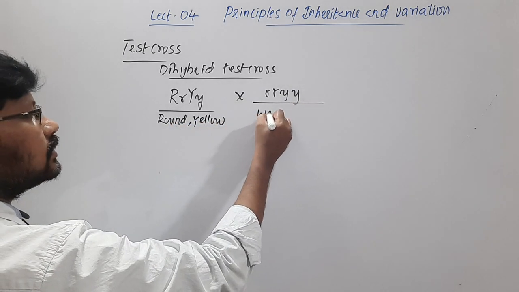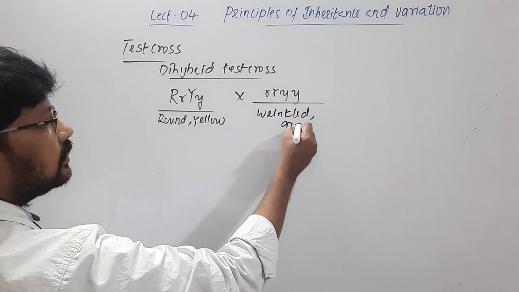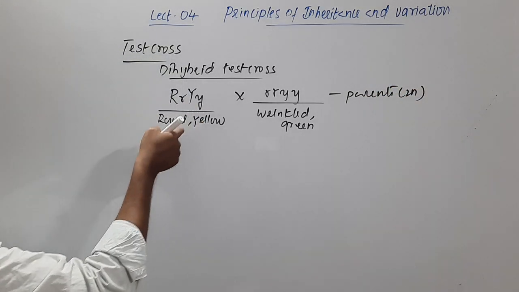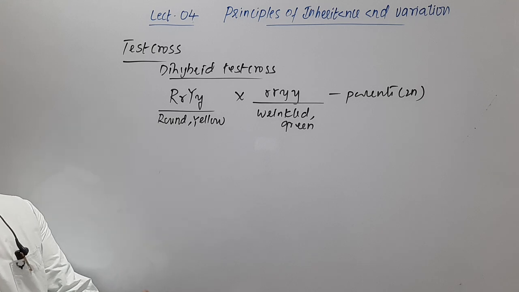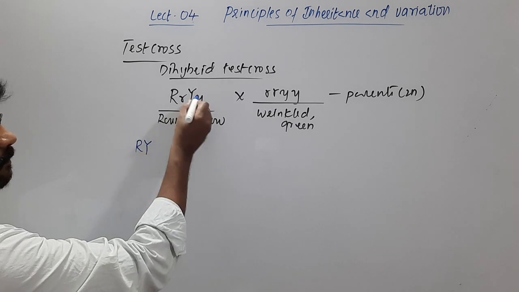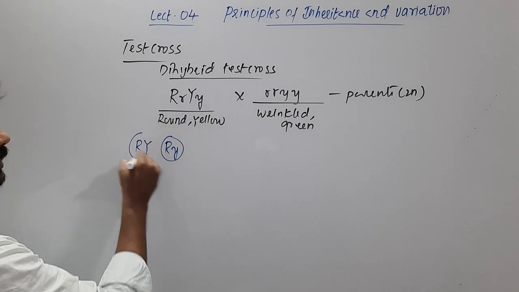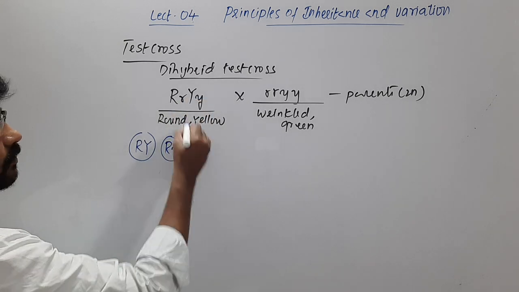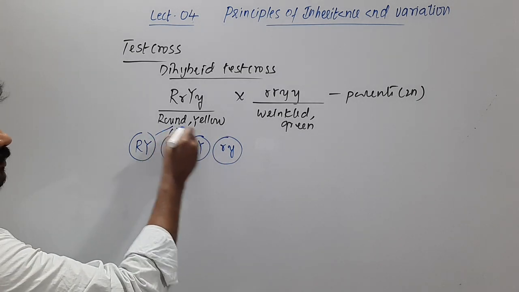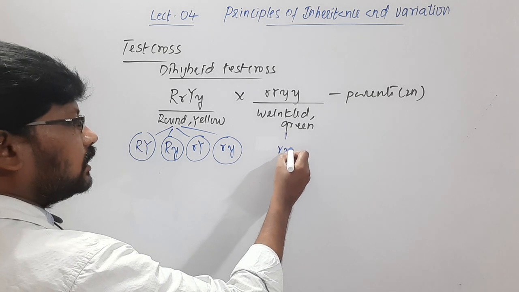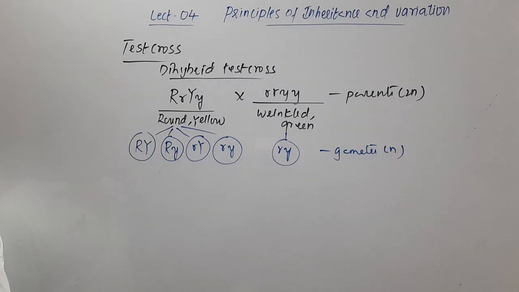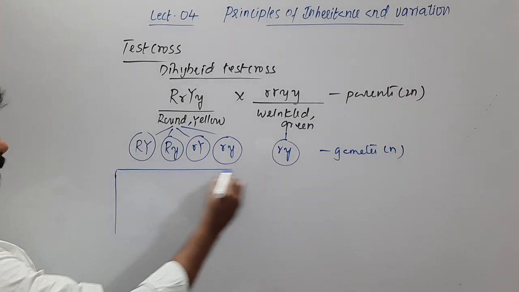and this is wrinkled green. So here parents, 2n, and we know here there will be formation of 4 gametes. So capital R, capital Y, capital R, small y, then small r, capital Y, and small r, small y. So we get total 4 gametes, and here we get only one type of gamete, small r, small y. So gametes n.